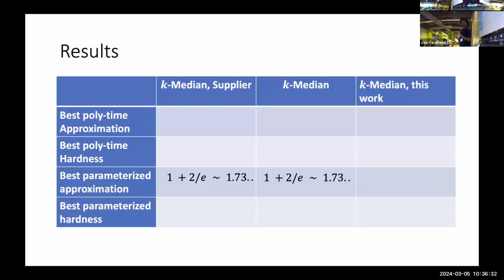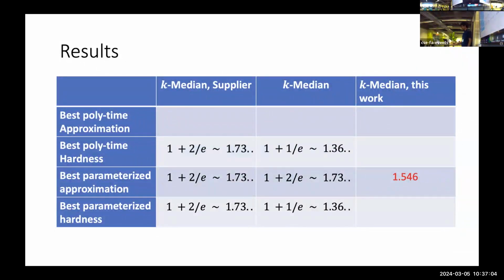So the first result will be a parameterized algorithm. Like I told you, there's a 1.73 approximation that works for the supplier version. It also translates to 1.73 for the regular k-median, but the hardness are 1.73 and 1.36. So our first result is a 1.54 approximation for the k-median, the non-supplier version. So in some sense, it goes below the 1.73 hardness for the supplier version, which means that these two versions, at least in the parameterized setting, are different. Their approximability is actually different.